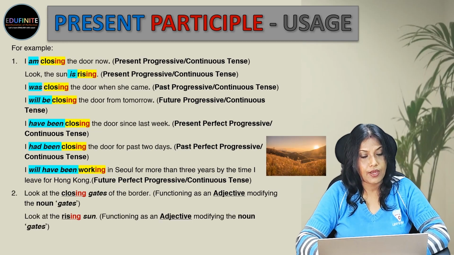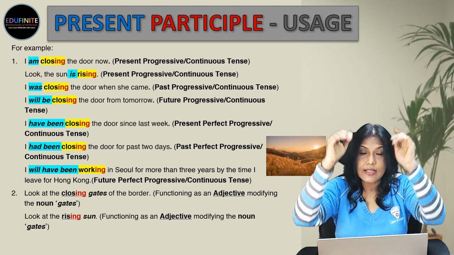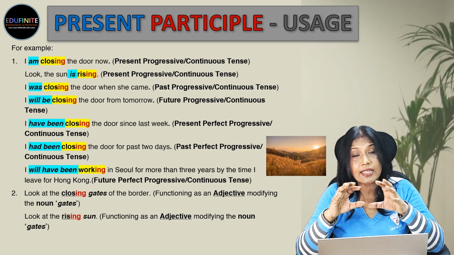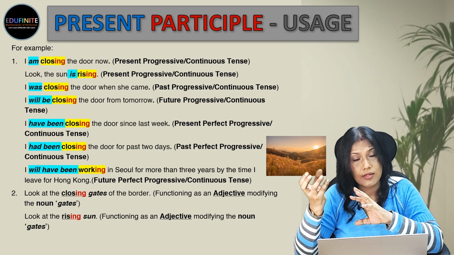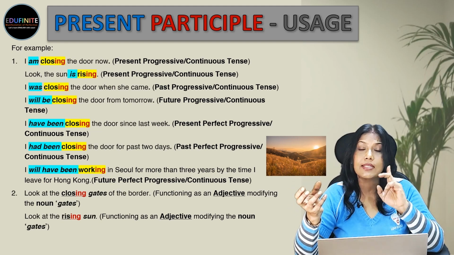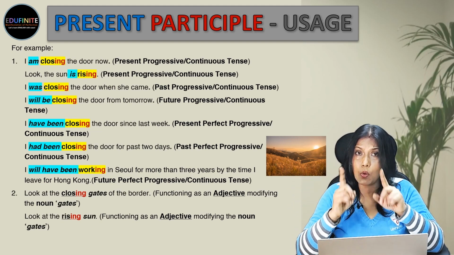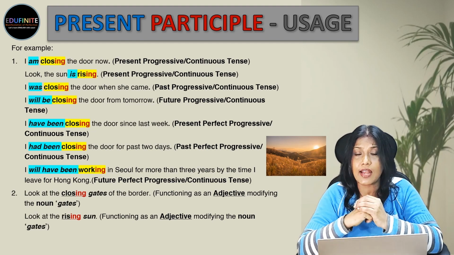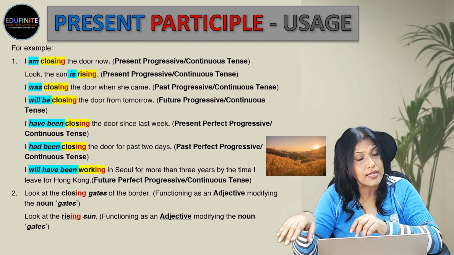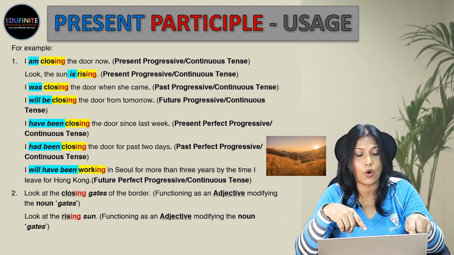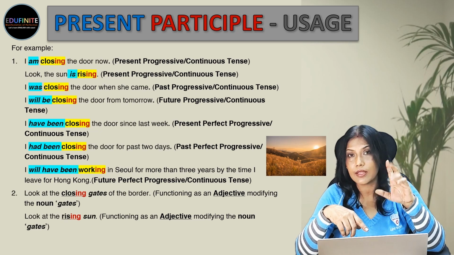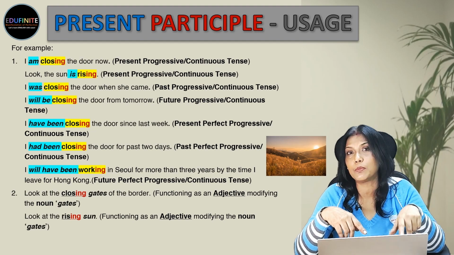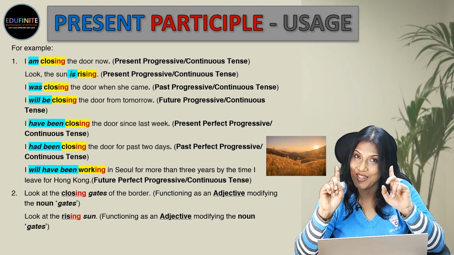Okay, next we have, look at the rising sun. What sun? Rising sun. So this word rising, it is telling us more about the sun. Sun is the noun. So though rising looks like a verb, it's not behaving like a verb. It's behaving as an adjective, telling us more about the noun sun. So rising and closing over here are the verbals. They function as adjectives, and so they are also known as verbals because they look like verbs but do not function like a verb.